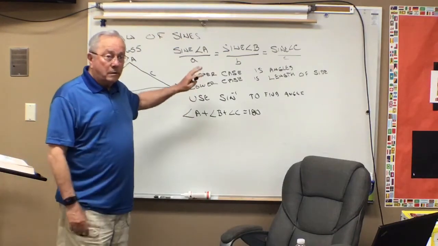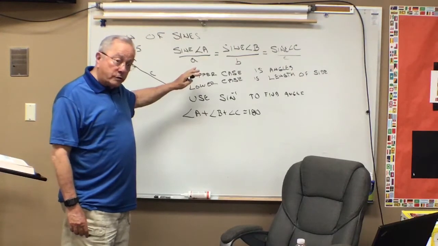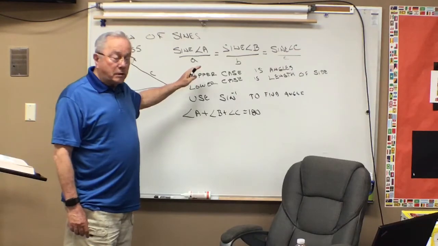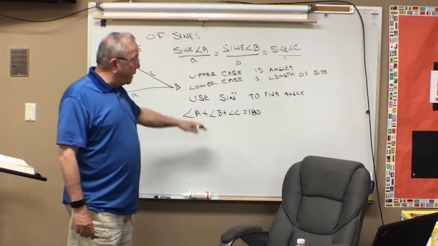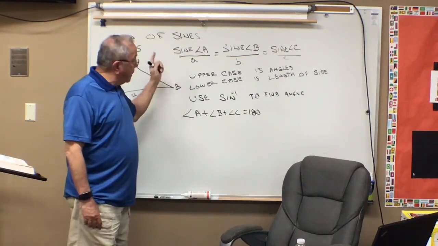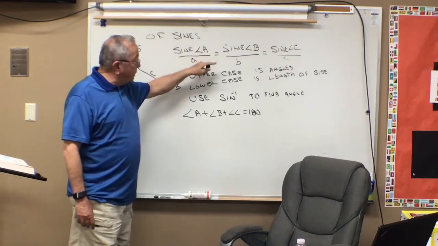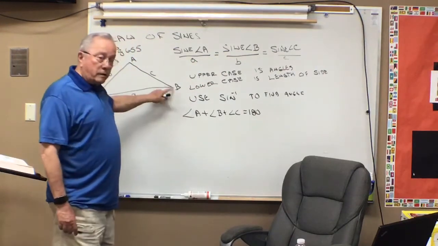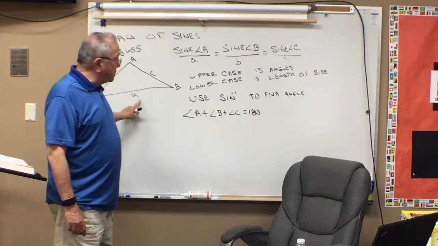Here's some data that you need to know. So I strongly recommend you get out your cell phone or your pad and take a picture of this, because this is going to be the key to everything we do. I'm going to be constantly referring back and forth to this. So like I said, I'll give you a couple seconds here, and here's the law of sines. Sine A over a, sine B over b equals sine C over c. The uppercase are the angles, and the lowercase are the lengths of the sides.